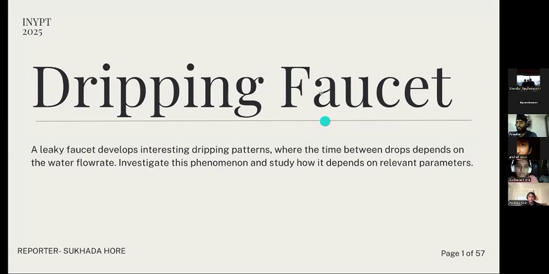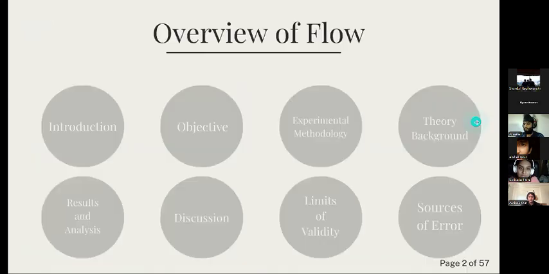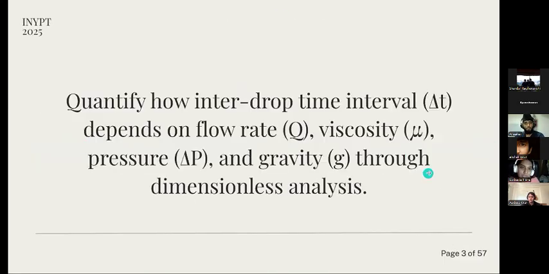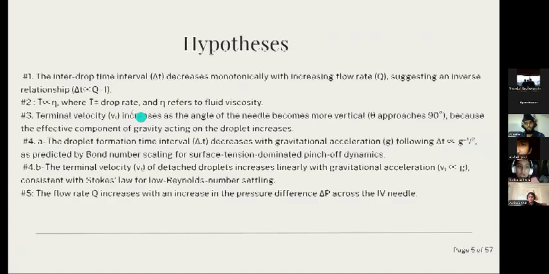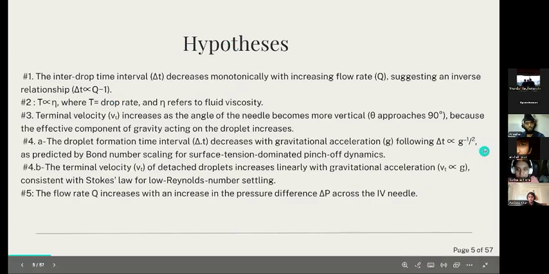Hello everyone, I'm Sukada and today we'll be investigating the problem dripping faucet. A leaky faucet develops interesting dripping patterns where the time between the drops depends on the water flow rate. Our task is to investigate this phenomenon and study how it depends on relevant parameters. This will be our overall overview. Our main task will be to quantify how interdrop time interval depends on the flow rate, viscosity, pressure, and gravity through dimensionless analysis. This is the legend with all the variables and the units along with their description. We'll be quantifying five main hypotheses here.